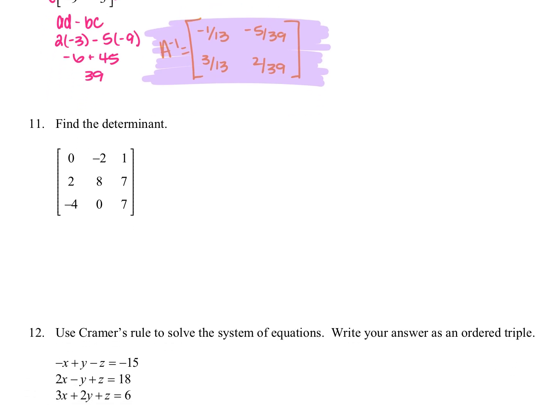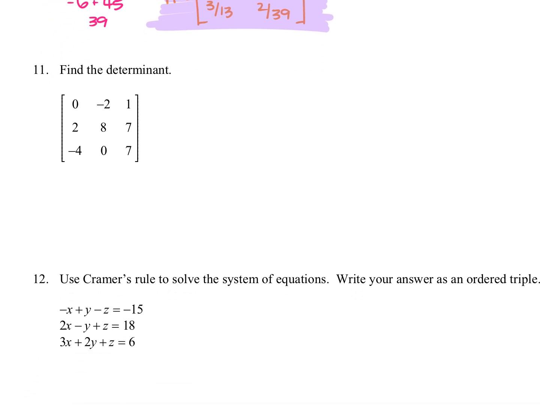Next question we're going to find the determinant, and this is number 20 from your review. You're given the matrix 0, negative 2, 1, 2, 8, 7, negative 4, 0, 7. You're going to start this by rewriting the first two columns on the outside. So it's the 0, 2, negative 4, negative 2, 8, 0.